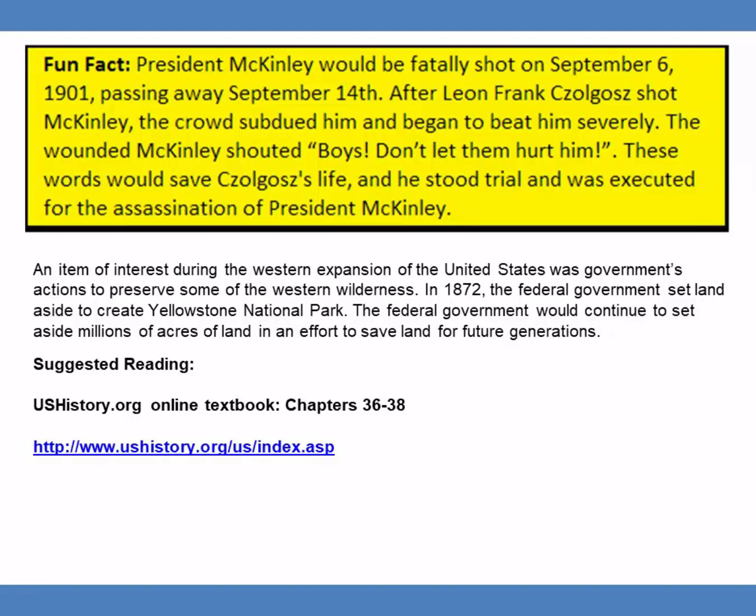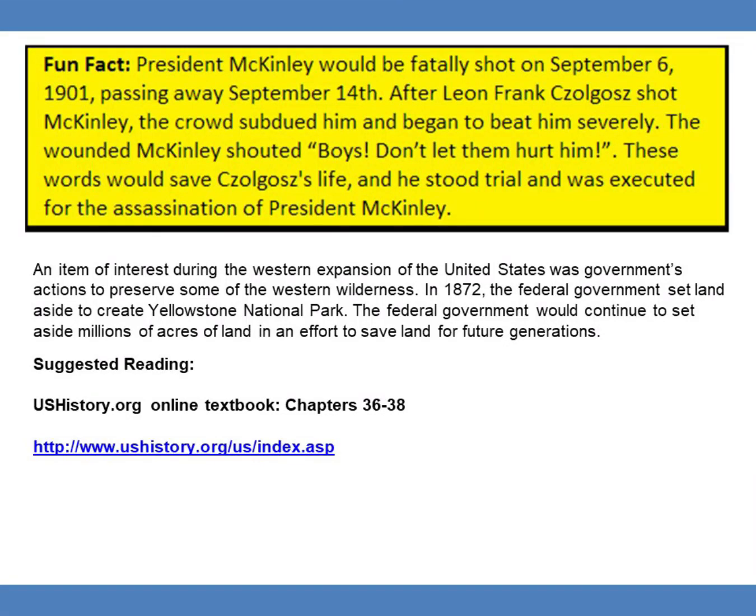Fun fact: President McKinley would be fatally shot on September 6, 1901, passing away September 14th. After Leon Frank Czolgosz shot McKinley, the crowd subdued him and began to beat him severely. The wounded McKinley shouted, "Boys, don't let them hurt him." These words would save Czolgosz's life, and he stood trial and was executed for the assassination of President McKinley.